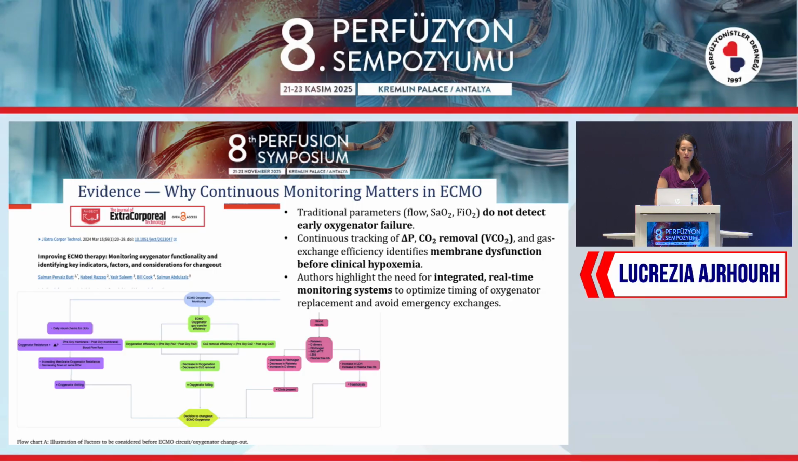Instead, continuous trending of pressure drop across the oxygenator, together with the rate of CO2 removal and the overall gas exchange performance, can reveal membrane coating or dysfunction of the ECMO membrane. And this can appear before clinical signs of hypoxemia or acidosis appear.